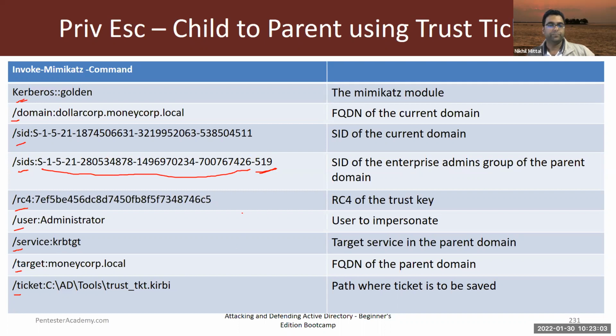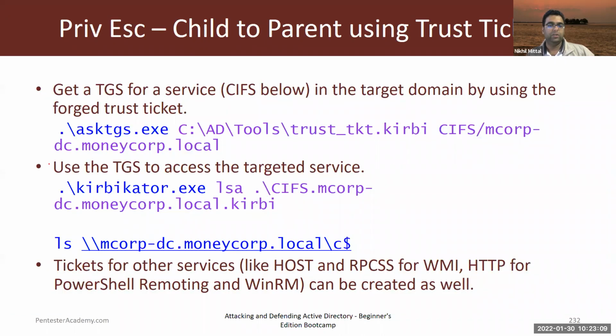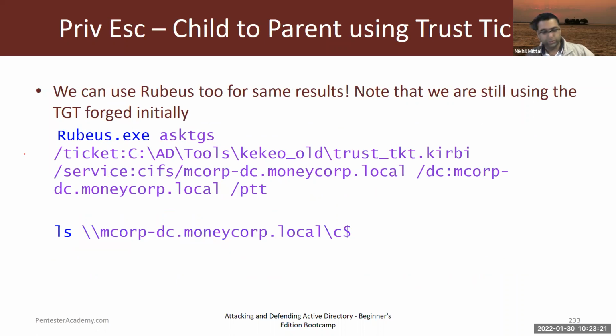All right. Now, once you have the interrealm TGT, you can either use Kekeo, the same tool once again from Benjamin, or you can use Rubeus for that. So, for example, when we are using Rubeus, we use the ask TGS module, the path of the ticket that we forged, and the service that we would like to access on the DC. That's it. And then we would be able to access the specified service on the DC.